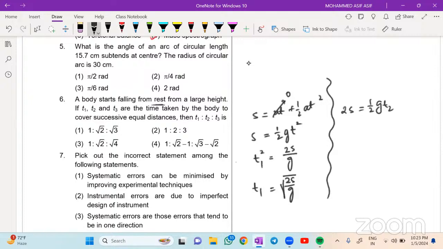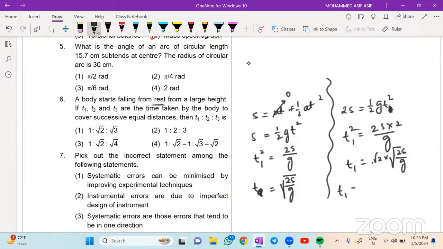The body is taking total time T. If I take this one as T1, what will this value become? T1 squared will be equal to 2S into 2 divided by g. That means T1 will be equal to root 2 times root 2S divided by g, isn't it? So this will be root 2 into root 2S divided by g.